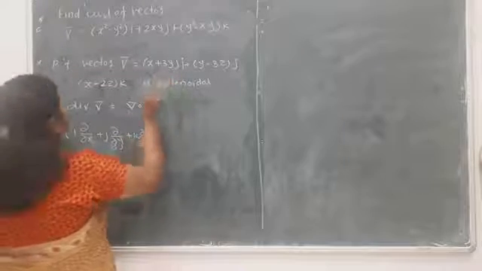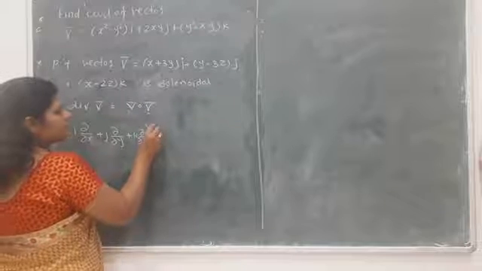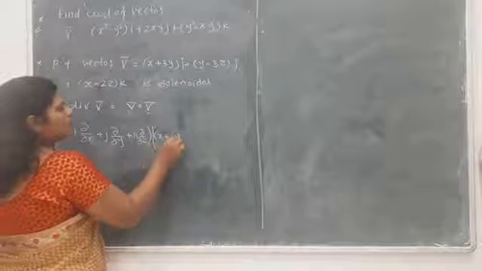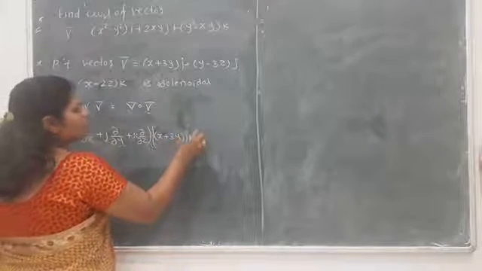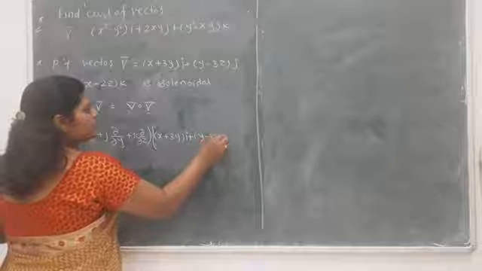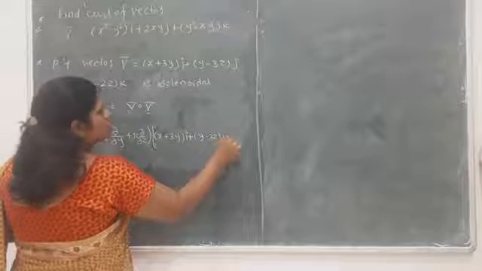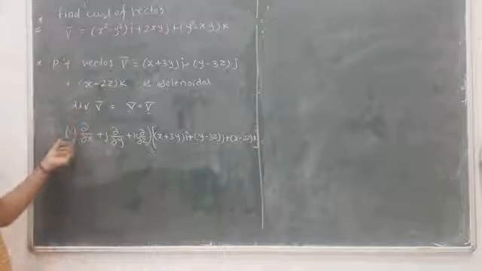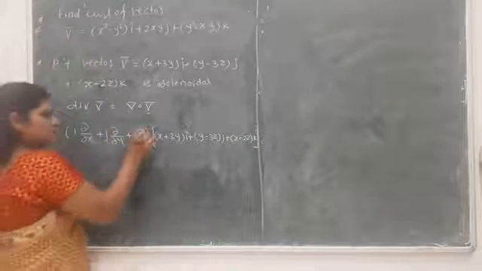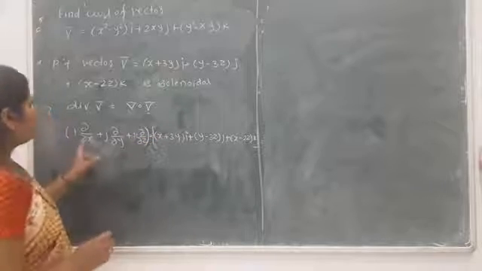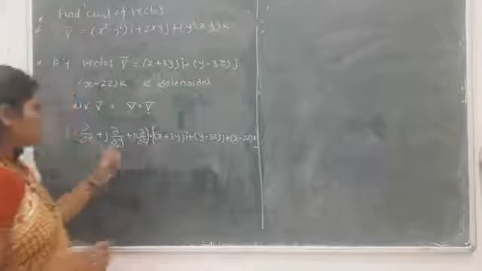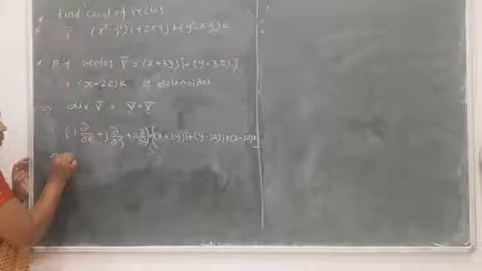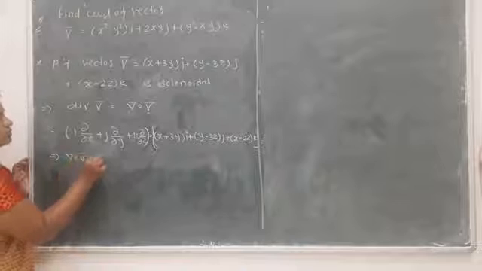That v bar is, in square brackets, (x + 3y)i + (y - 3z)j + (x - 2z)k. Now, as we are considering a divergence, there is a dot, so del dot of v bar.